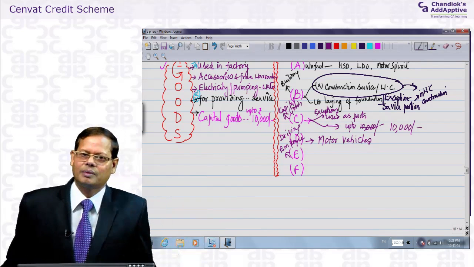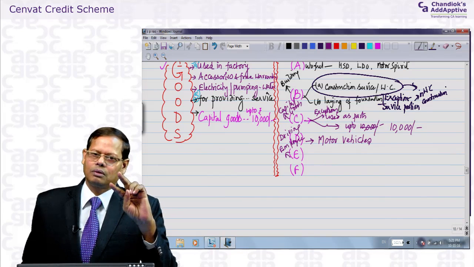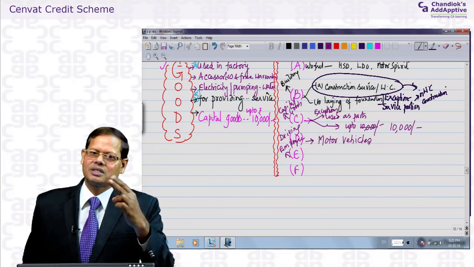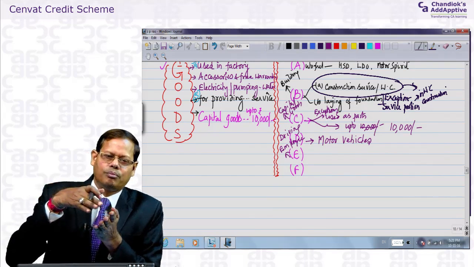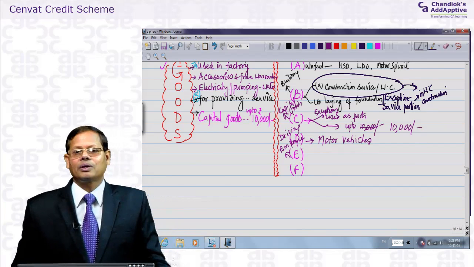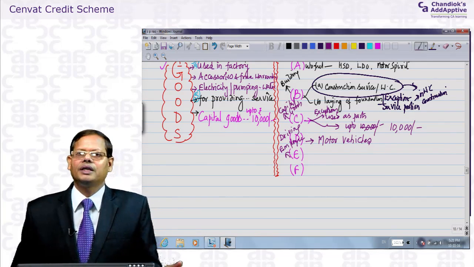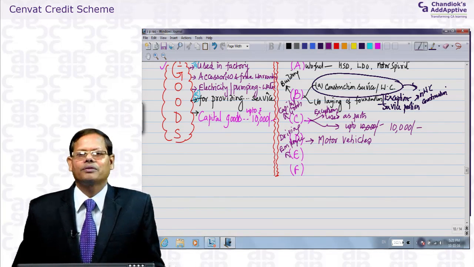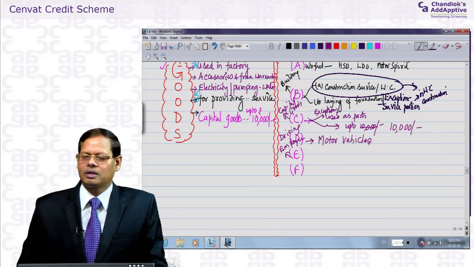And C for capital goods, but for capital goods there are two exceptions. The value of capital goods where it does not exceed 10,000 rupees, and capital goods which are used as parts or components of a final product, then the capital goods become inputs, otherwise capital goods are not inputs. And D for driving, motor vehicles, all motor vehicles are disqualified as inputs, they are not inputs at all.